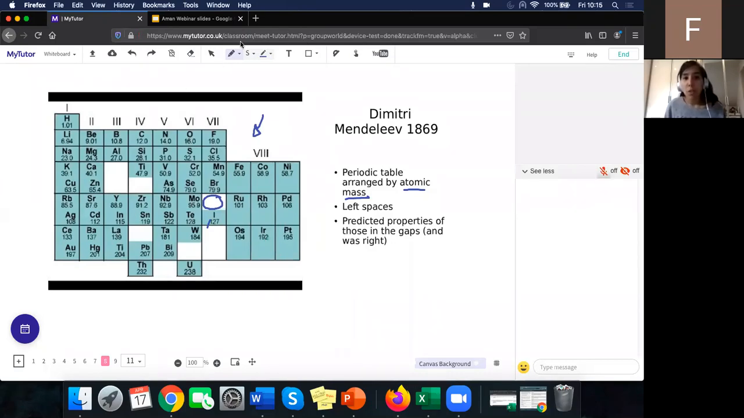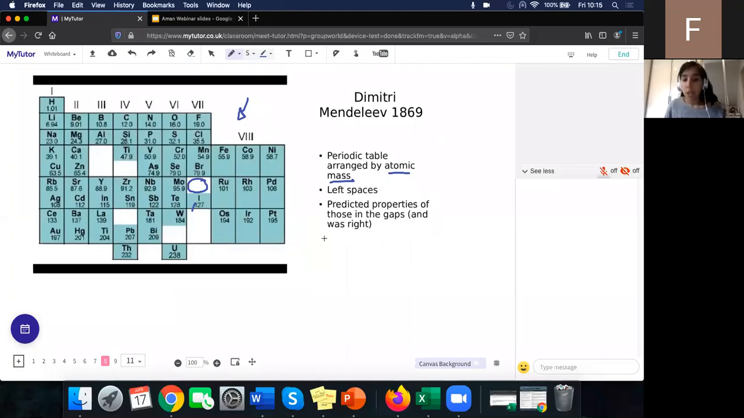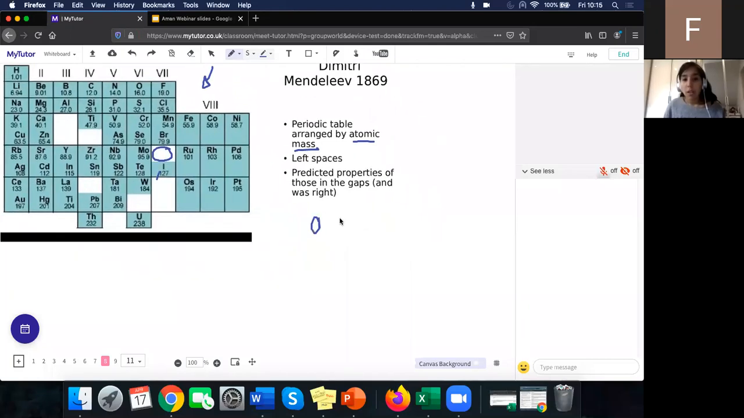Someone's asking what's the difference between atomic mass and atomic number? Really good question. So atomic mass, or relative atomic mass, is the number of neutrons plus protons, whereas the atomic number is just the number of protons.